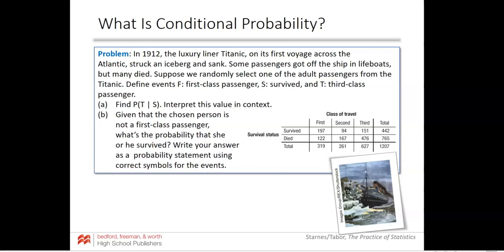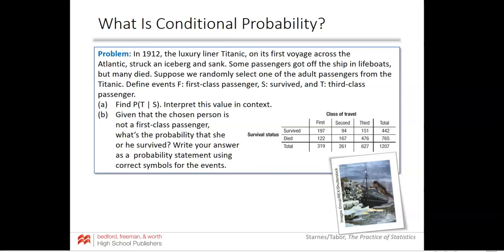Okay, so let's look at it. We've done some two-way tables last section, so this shouldn't be too bad. Just a little twist here. In 1912, the luxury liner Titanic, on its first voyage, struck an iceberg and sank. You might have seen the movie. Some passengers got off the ship in lifeboats, but many died. Suppose we randomly select one of the adult passengers from the Titanic.